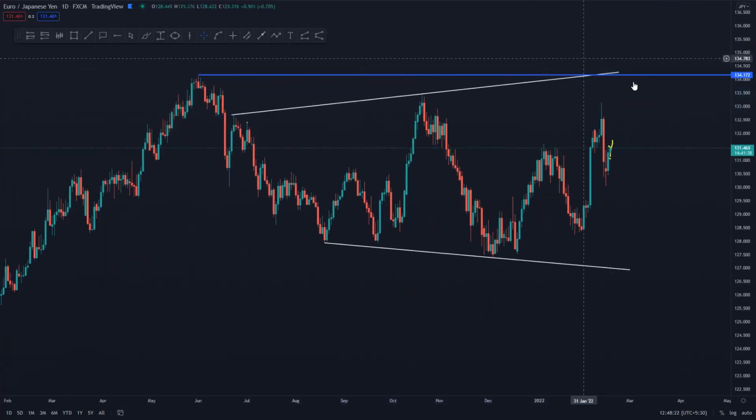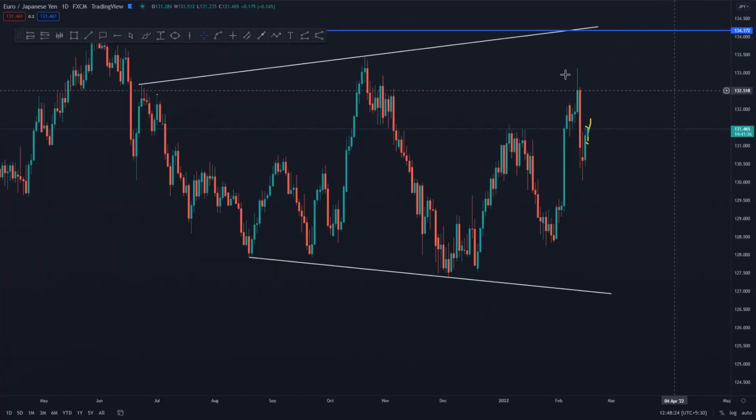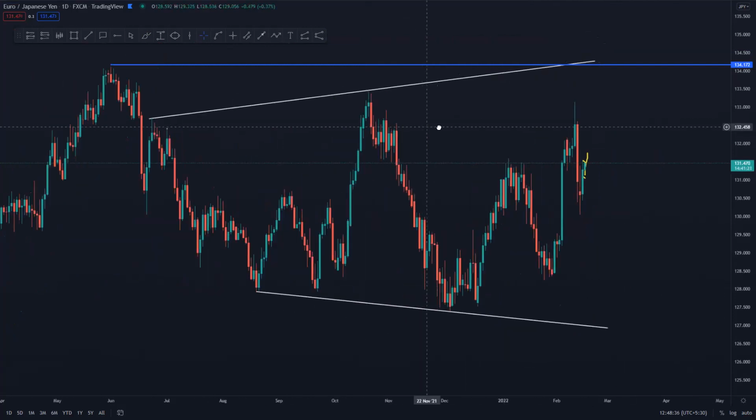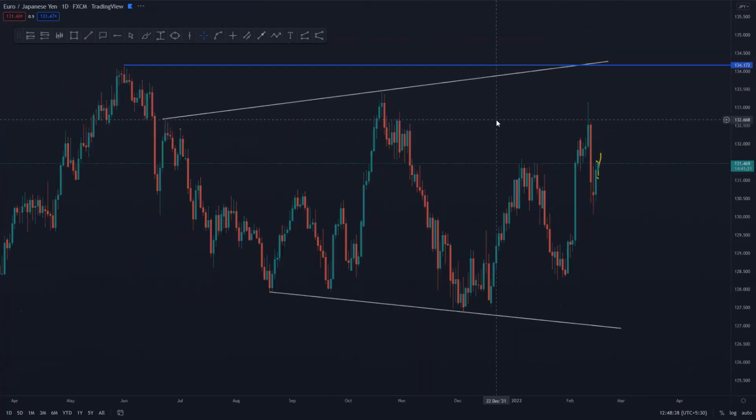Okay, make sure risk management is also important, because of the news, because of the fundamental factors which are affecting the market. It can move very massively to the upside and very massively to the downside too. So protecting your risk is very important. Okay, let's move towards the next pair.